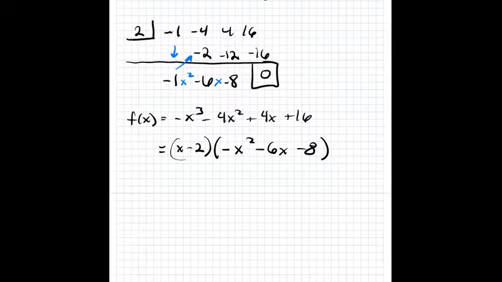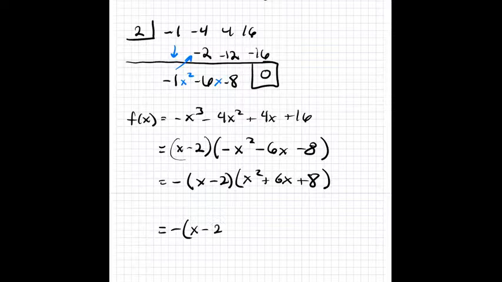We can start by factoring out a negative from all the terms, and we'll get negative times x minus 2 times x squared plus 6x plus 8. Then it looks like we can factor that even further. This factors into something of this form: x and x. This tells us the signs are the same, and the larger is positive, so we're going to say plus and plus. Two numbers that multiply to give us 8 and add to give us 6 are 4 and 2.